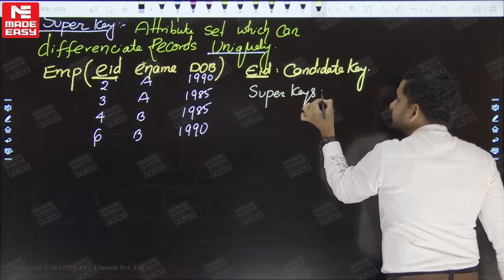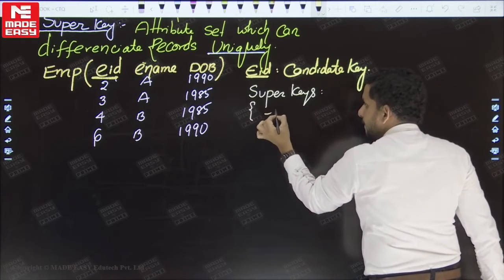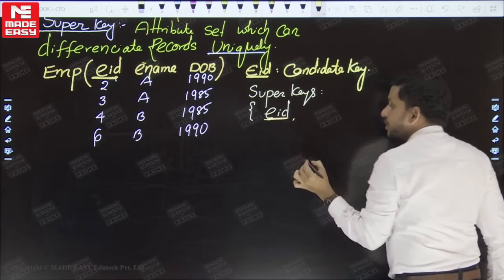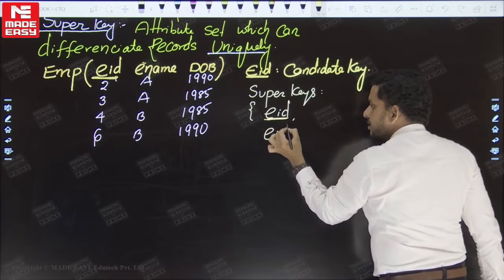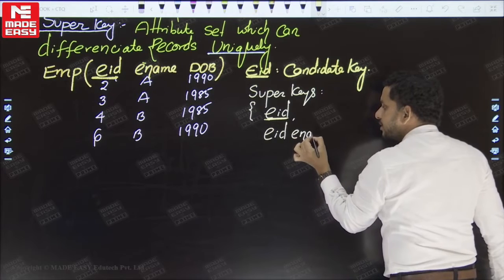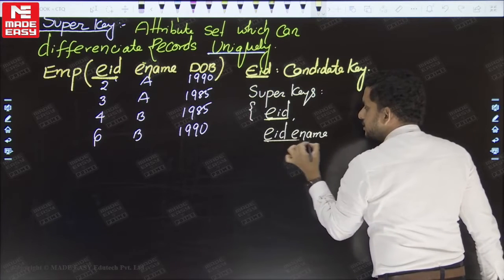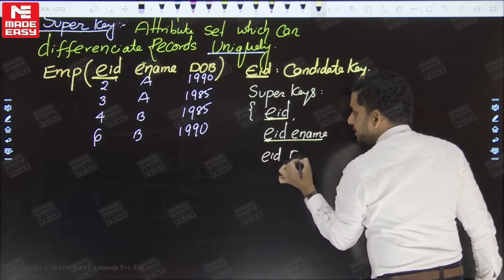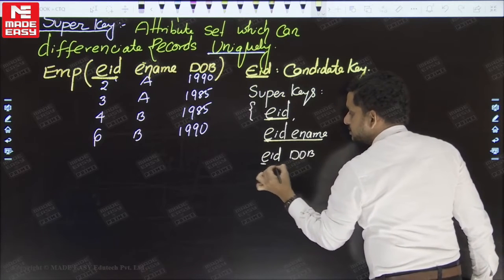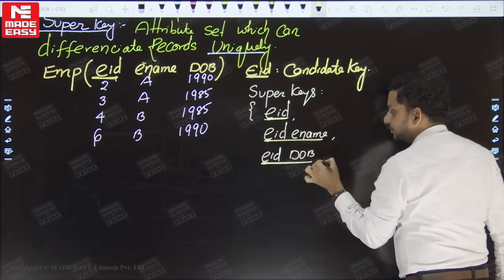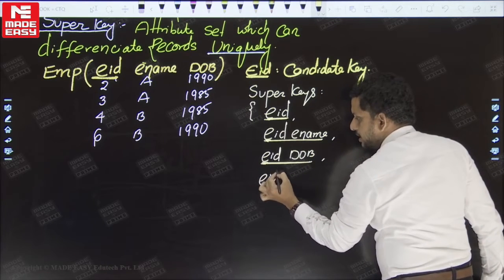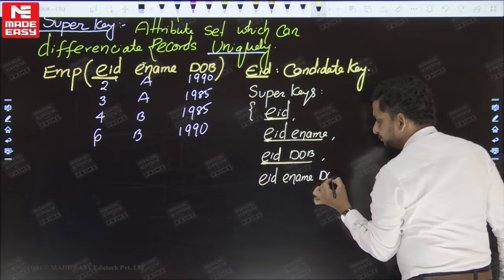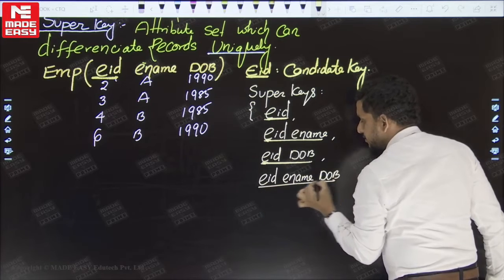Super keys. EID is one super key, which is also a candidate key. EID, ename is one more super key. EID, date of birth is one more super key. EID, ename, date of birth is one more super key.